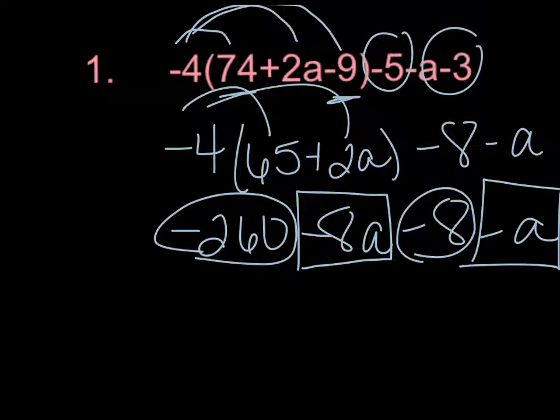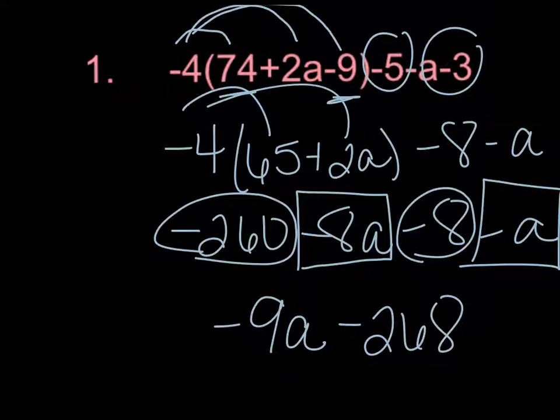I'm going to do my a's first. Since they're both negative, I add them together. 8 plus 1 is -9a. And same thing here, since they're both negative, I add them together: -268. And that would be as simple as it can get.